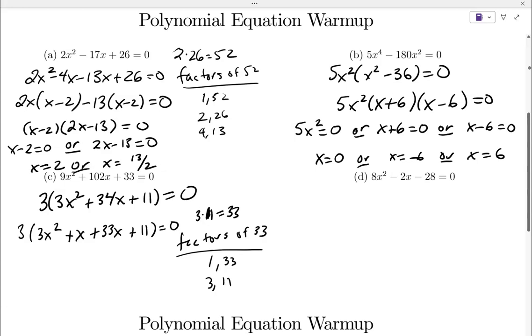Why did I know they were both pluses, by the way? Why did I know it was plus x and plus 33x? Yeah. The second term is positive, and there's a plus sign on the 11, right? So they had to have the same sign, and they both needed to be positive.